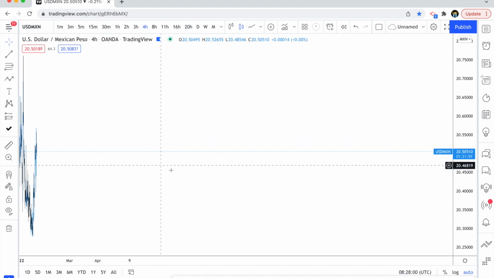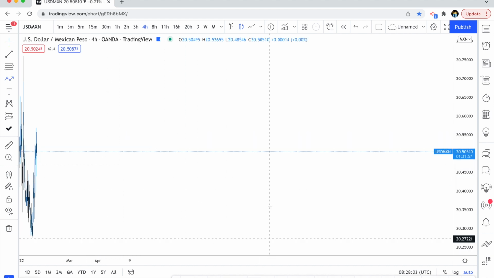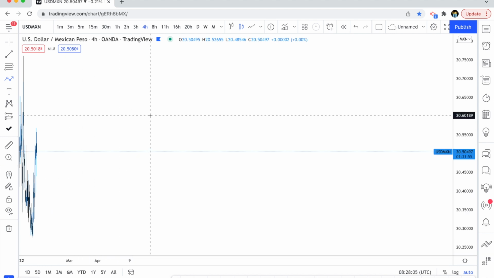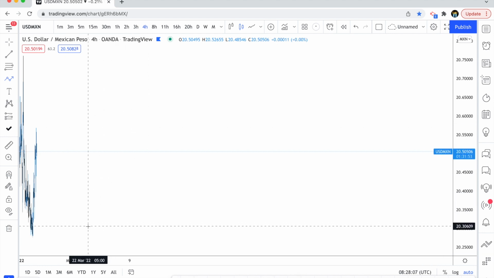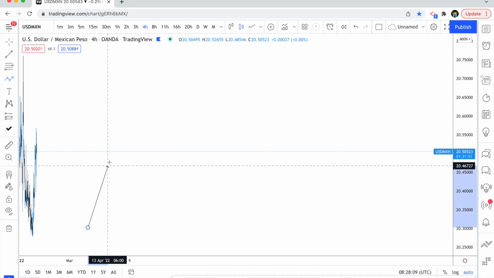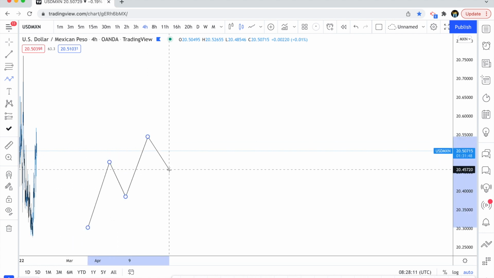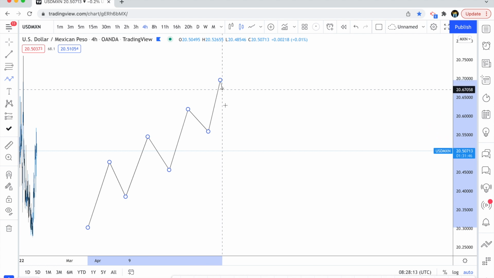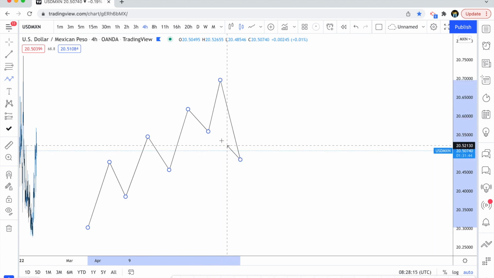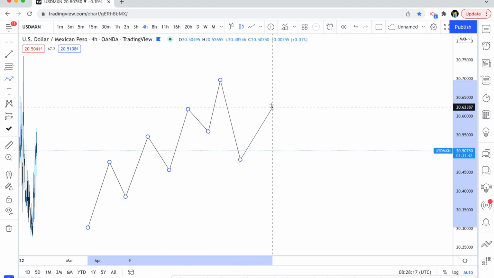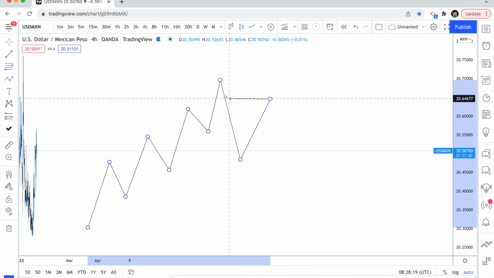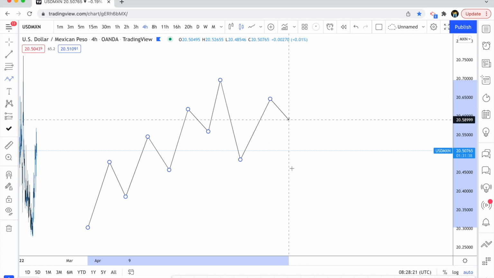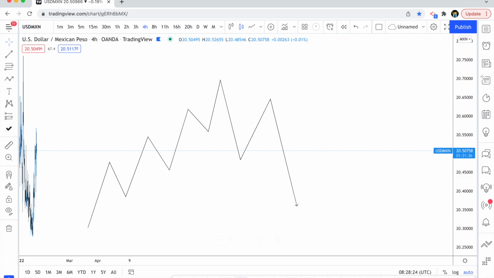So we're going to start with a CHOCH. A CHOCH is essentially just a reversal in the market. I'm going to start with the uptrend first of all. So when we're going upwards like this, in an uptrend, the market breaks below the last low, and it makes a pullback right here about 90% of the way, and then price takes another dump going back down.